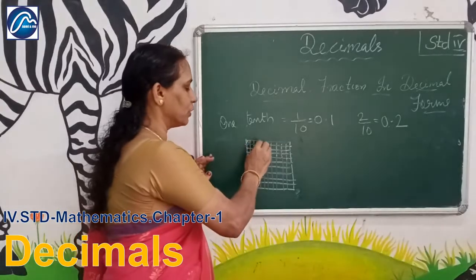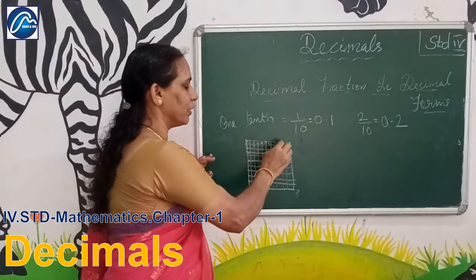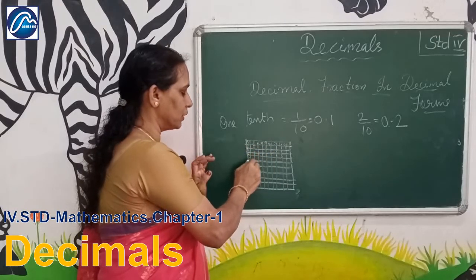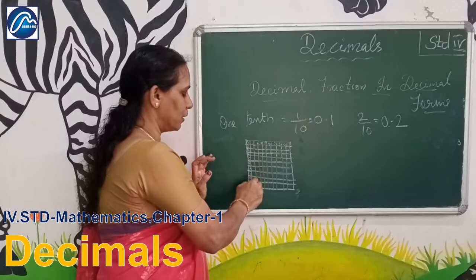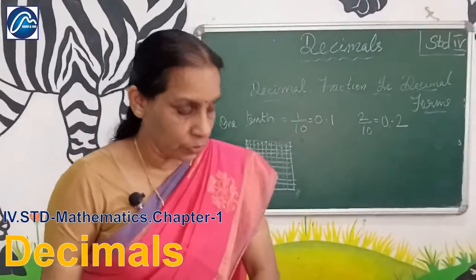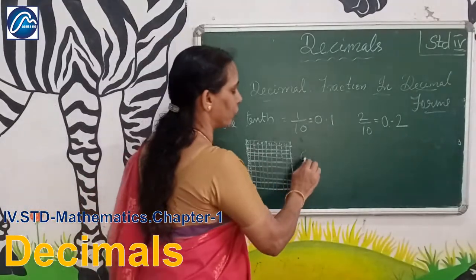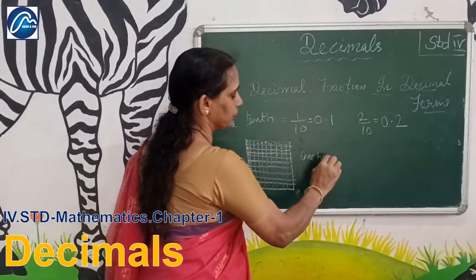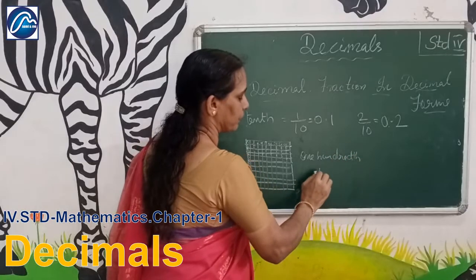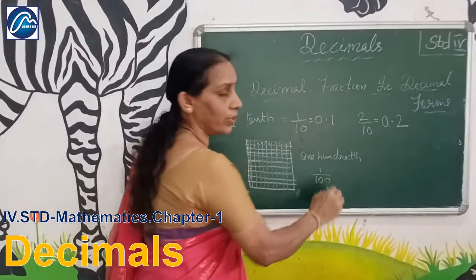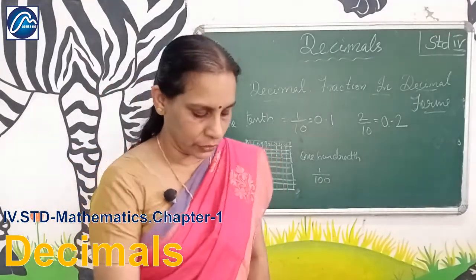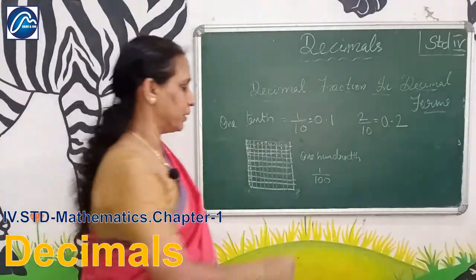Here 1, 2, 3, 4, 5, 6, 7, 8, 9, 10. And here also 1, 2, 3, 4, 5, 6, 7, 8, 9, 10. Okay, this is 100, total 100. So if you are going to write 1/100 or 1/100th, it is 1/100. Okay, so how will you write 1/100?